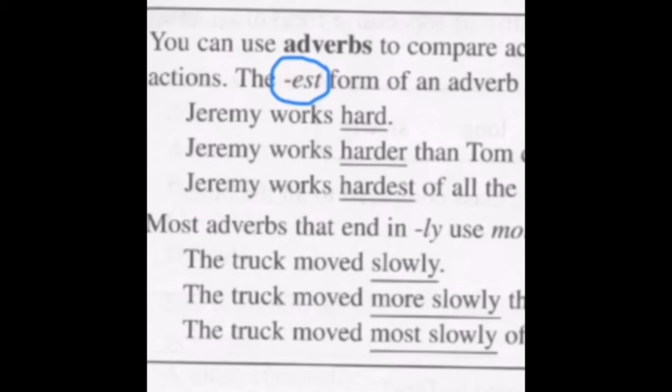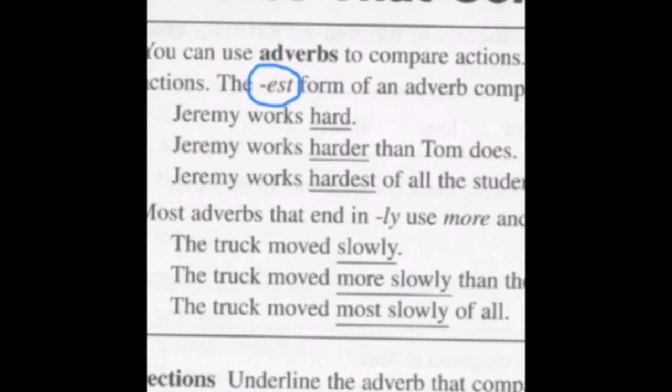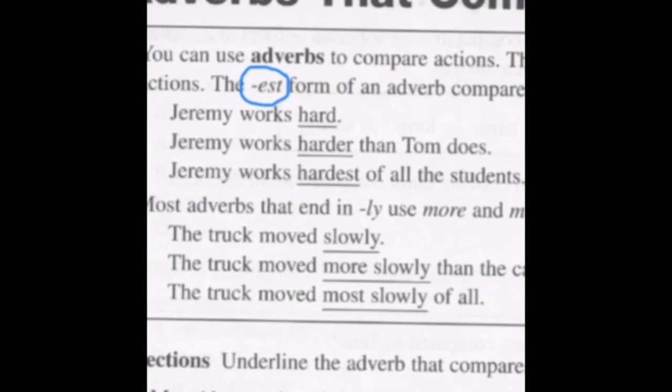The first one says, Jeremy works hard. There's no comparison, so we just keep the base word. The second example says, Jeremy works harder than Tom does. So we're just comparing Jeremy and Tom, and that's why we get ER. And the third one, Jeremy works hardest of all the students. So comparing Jeremy and all the students, that's going to be three or more people total. And that's why we get EST.